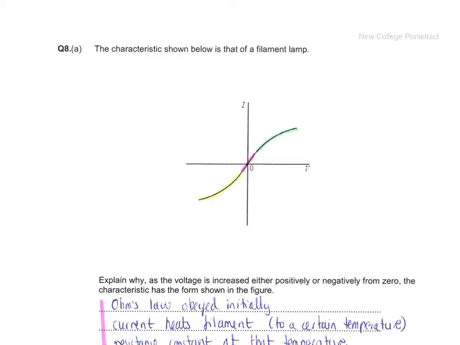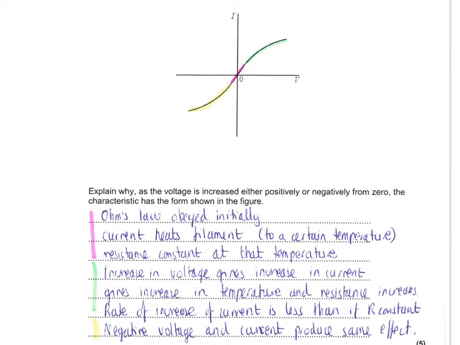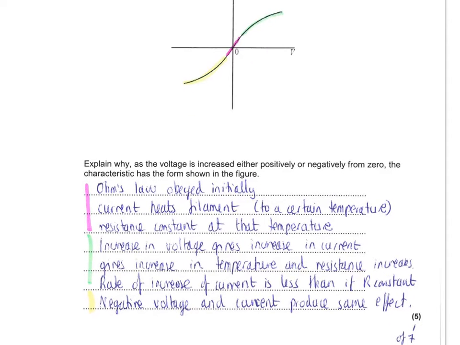In this question, you are basically asked to explain the shape of the graph and the significance that this has. So you're asked to explain why, as the voltage is increased, either positively or negatively from 0, the characteristic has this shape. Now I've colour-coded the graph, and the comments below match the particular sections that have been highlighted.